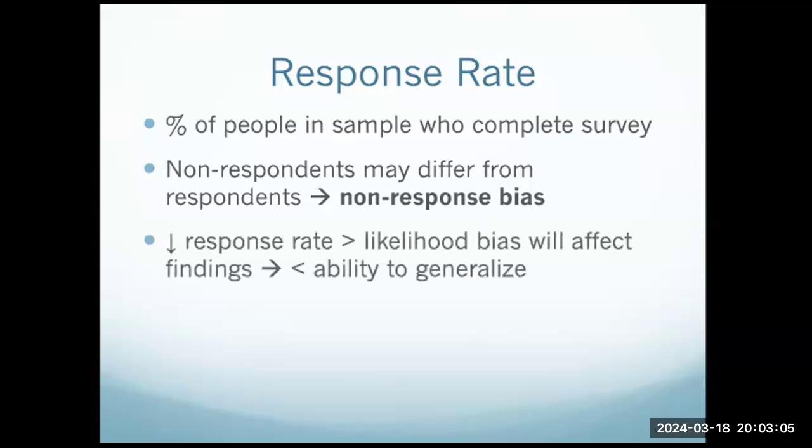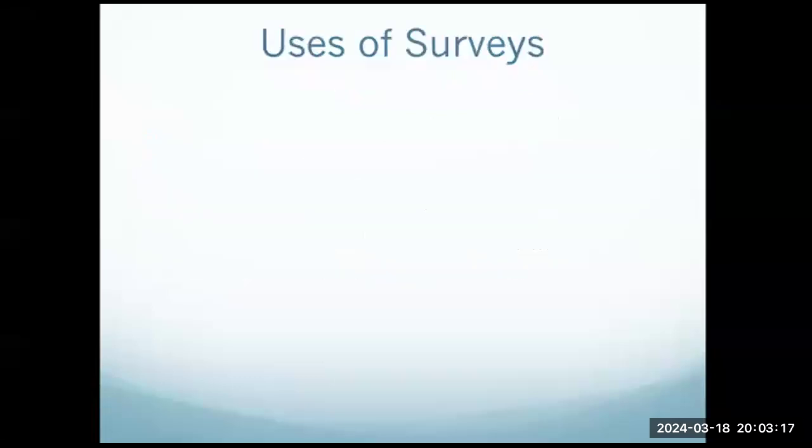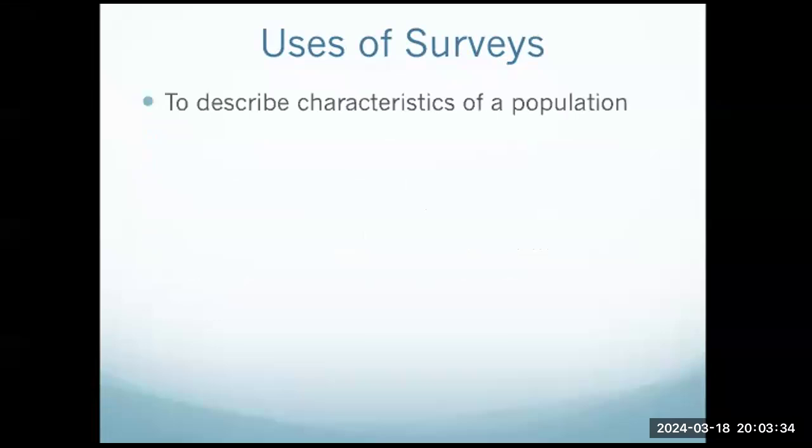The lower your response rate, the higher the likelihood that bias will affect your findings, and that will decrease your ability to generalize. It will decrease your external validity. And that's problematic because that's all we really have for surveys. We don't have internal validity for surveys. The component for internal validity in surveys is how you are wording your questions and making sure that people are completing the surveys.